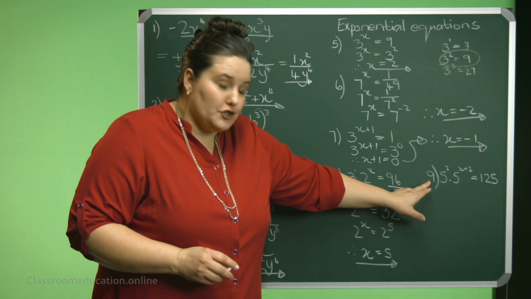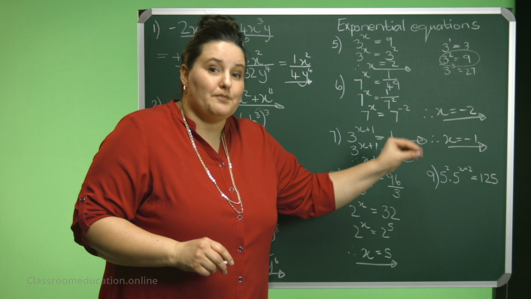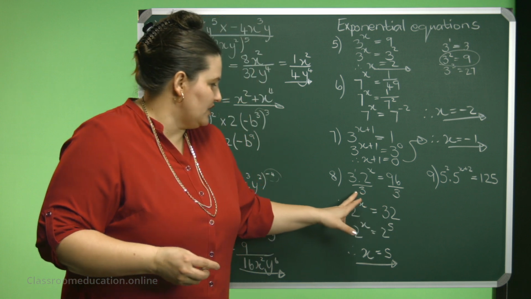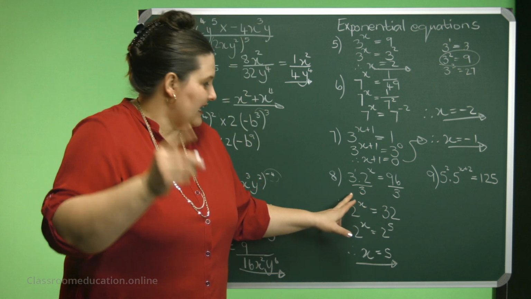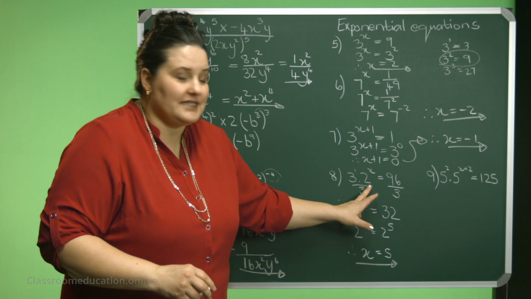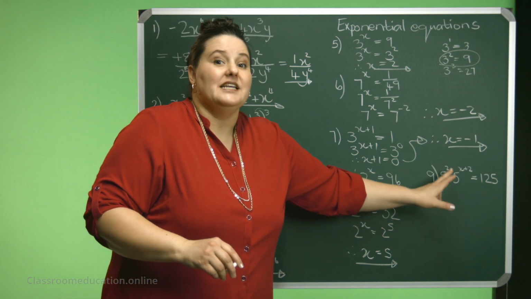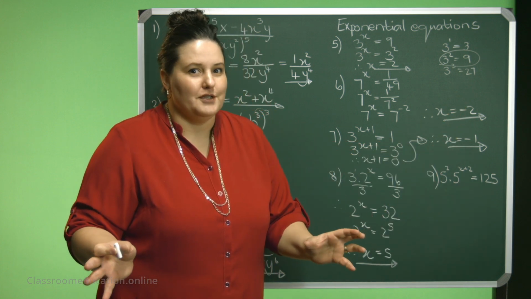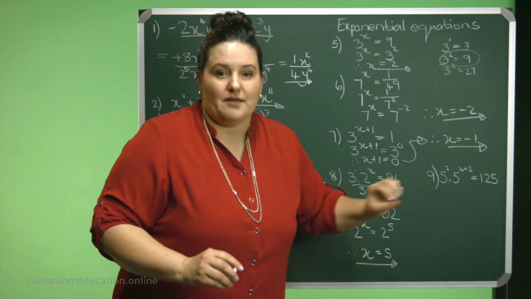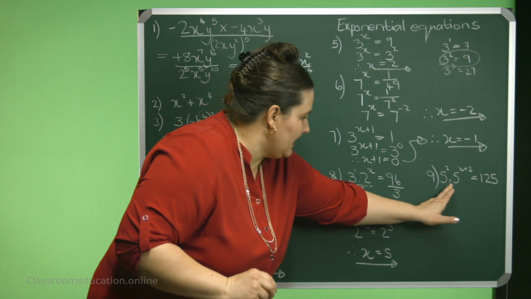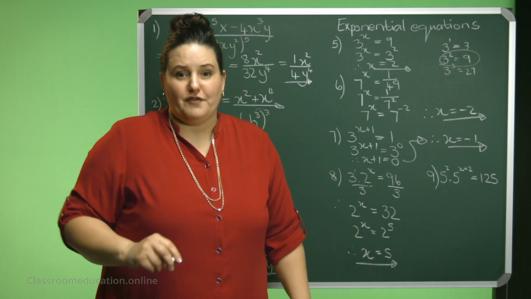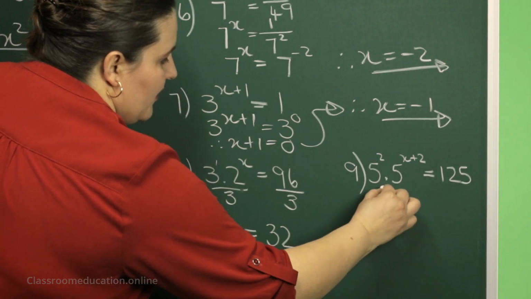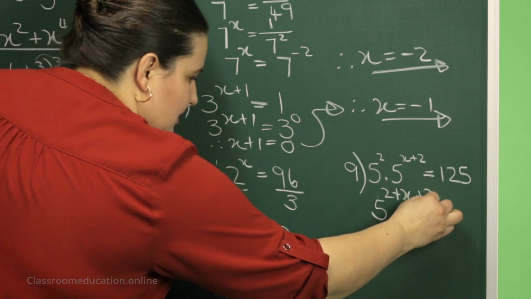5 to the power of 2 times 5 to the power of x plus 2 equals 125. How does it differ from the previous one? Can you see that? Here I had 3 times 2 to the power of x, but here I have 5 squared times 5 to the power of x plus 2. It's all about the base. Okay, the bases are the same. And because bases are the same and they are being multiplied, do the first law of exponents. Add the exponents. So I will have 5 to the power of 2 plus x plus 2.